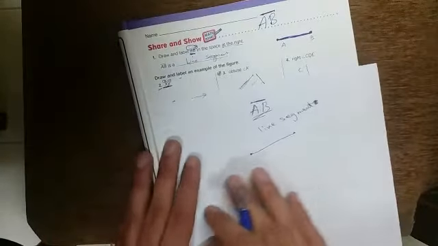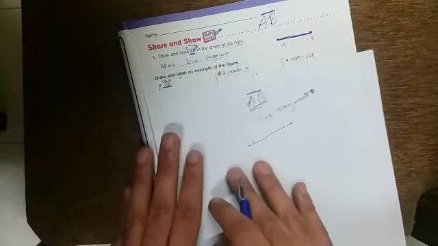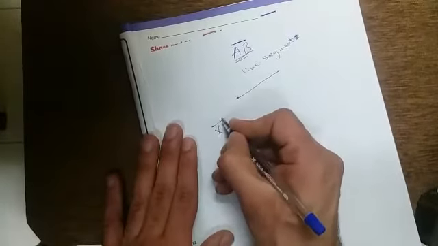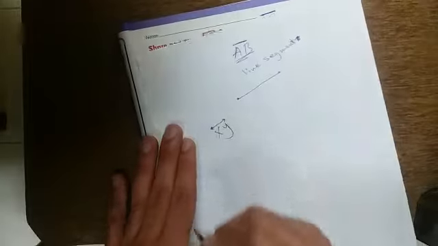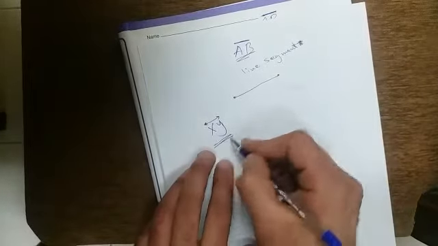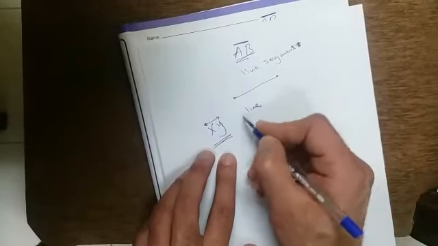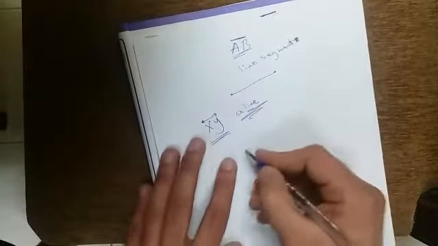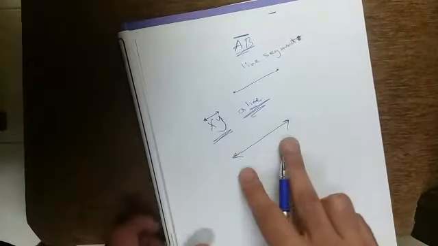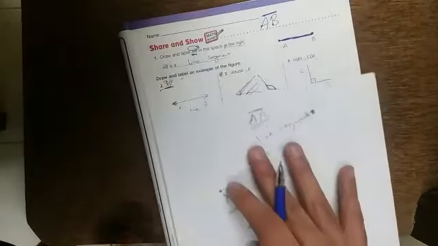Number 2, draw and label an example of the figure. He gave me X, Y with two arrows. That means I have a line. That means X, Y, it's a line. I'm going to draw it as a straight line with two arrows at the ends.